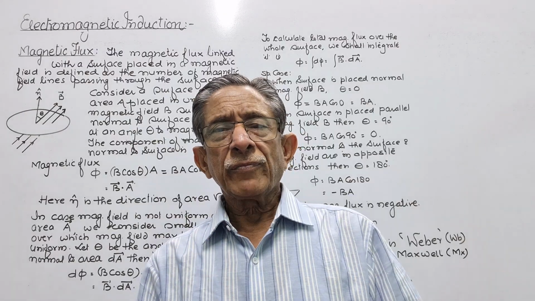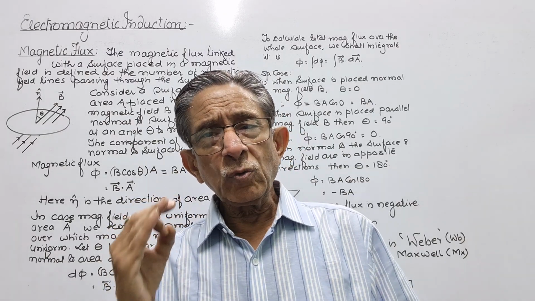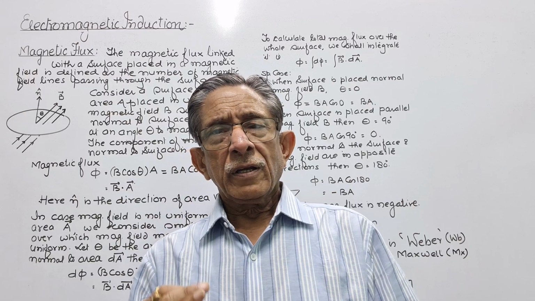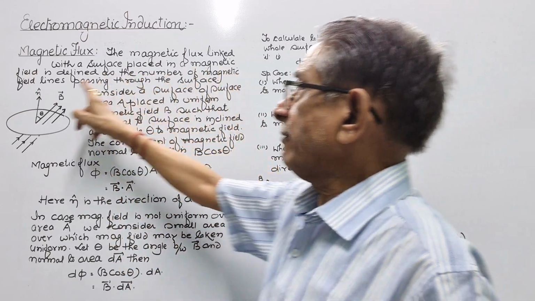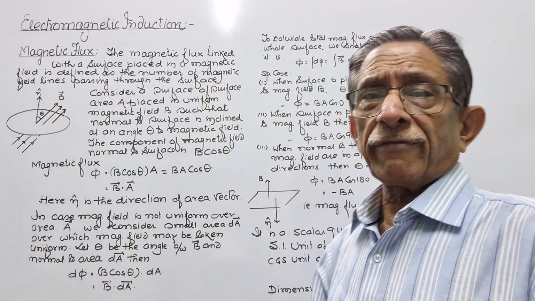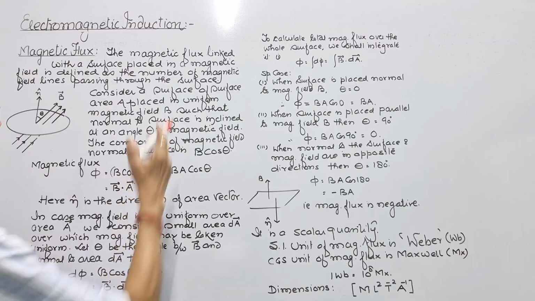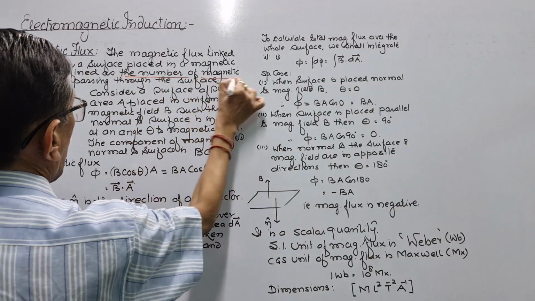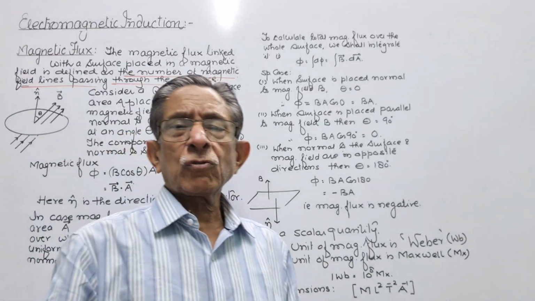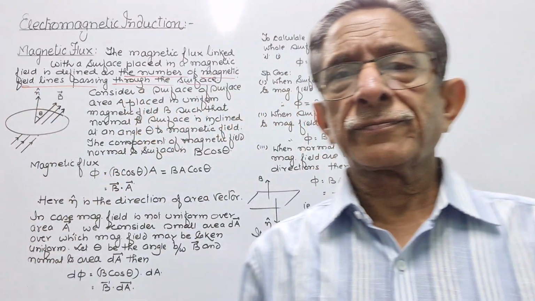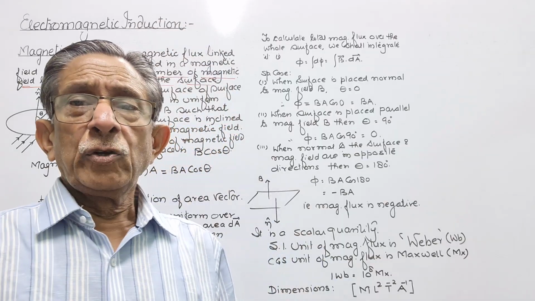So first of all, theoretically magnetic flux passing through a surface is defined as the number of magnetic field lines passing through the surface. Students, remember, the number of magnetic field lines passing through the surface is called magnetic flux. Now, how will you define it numerically?